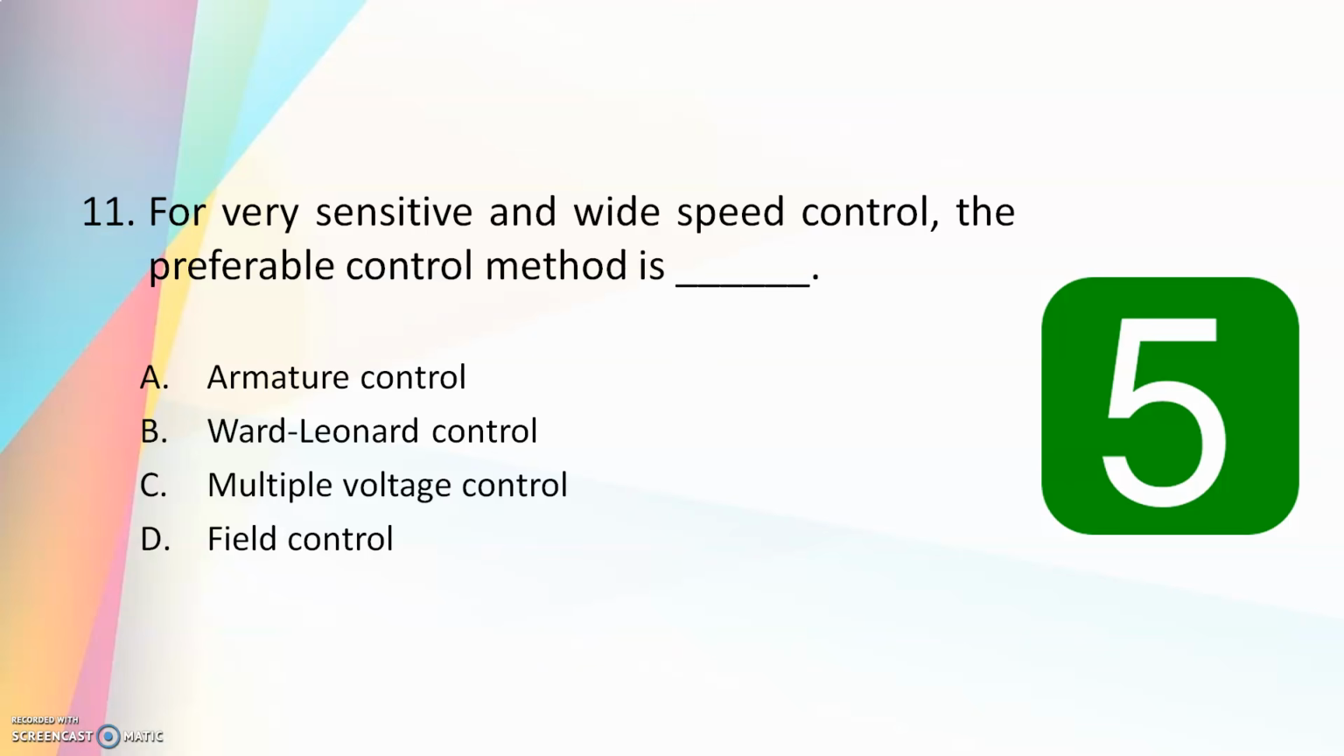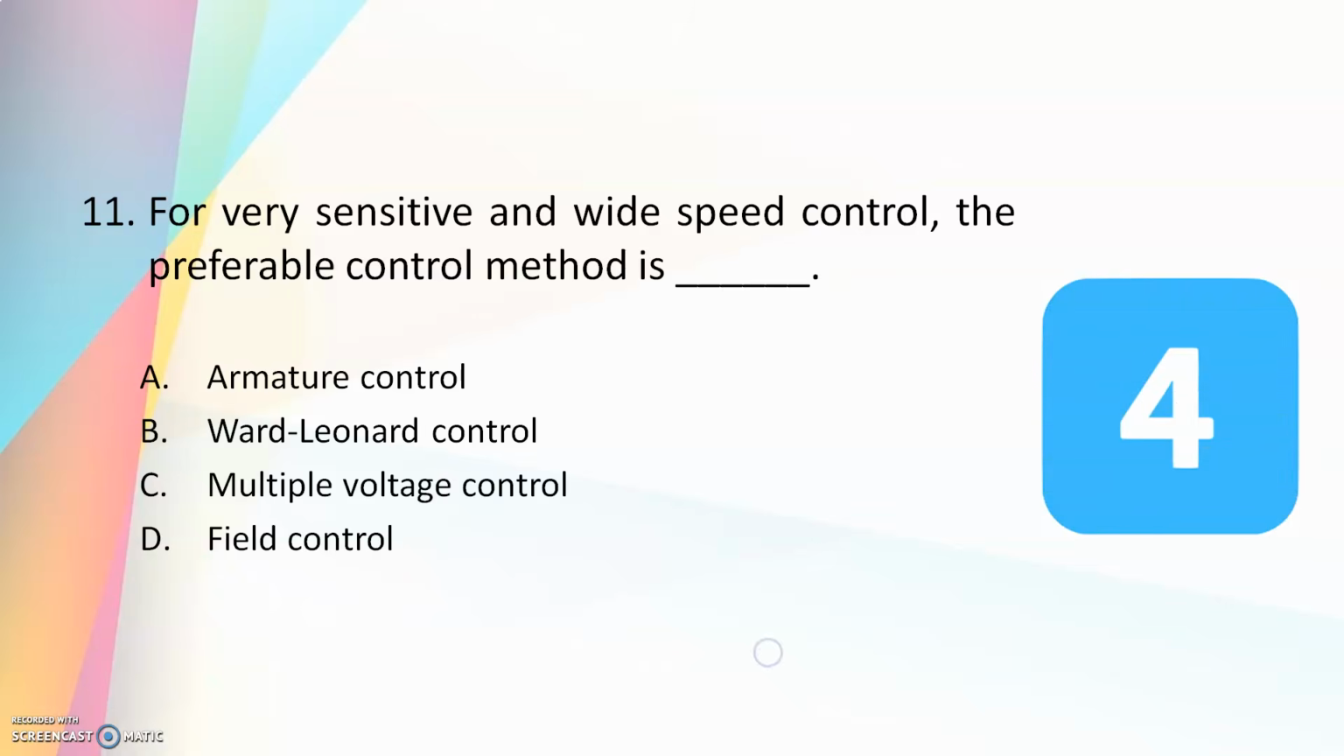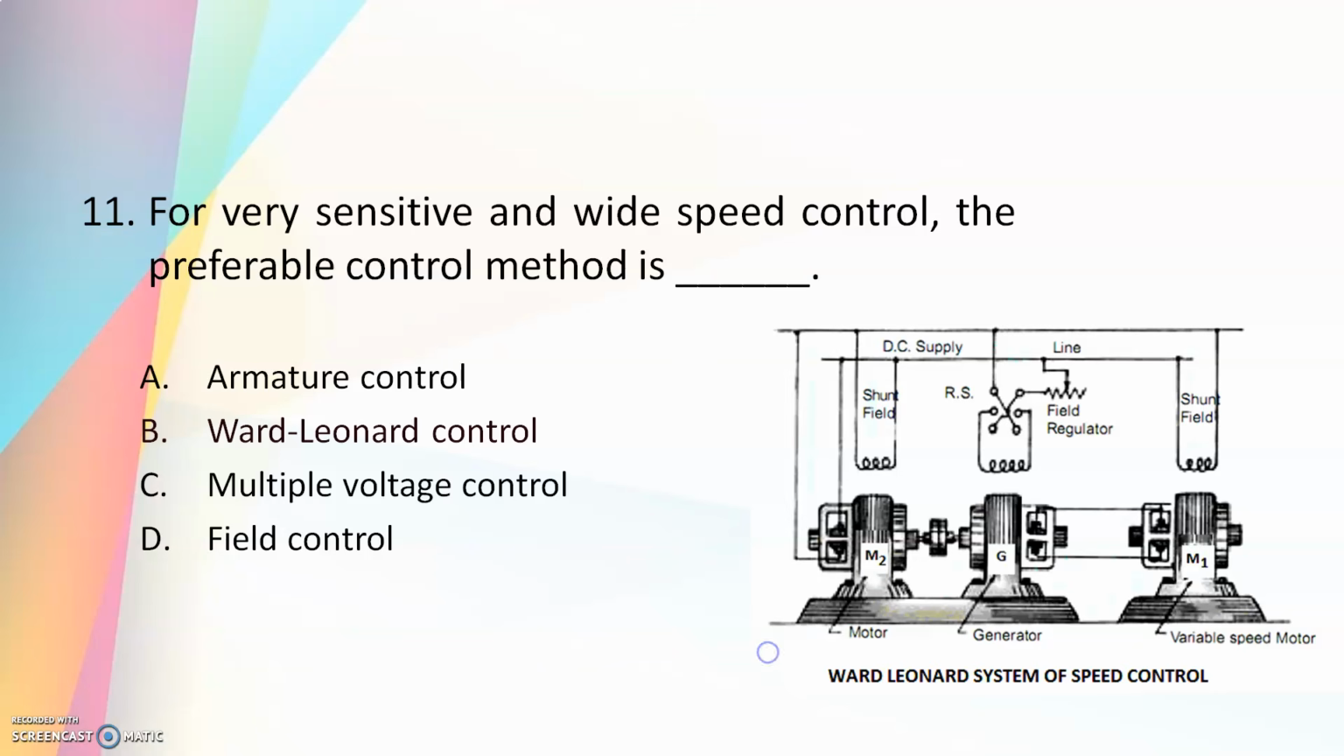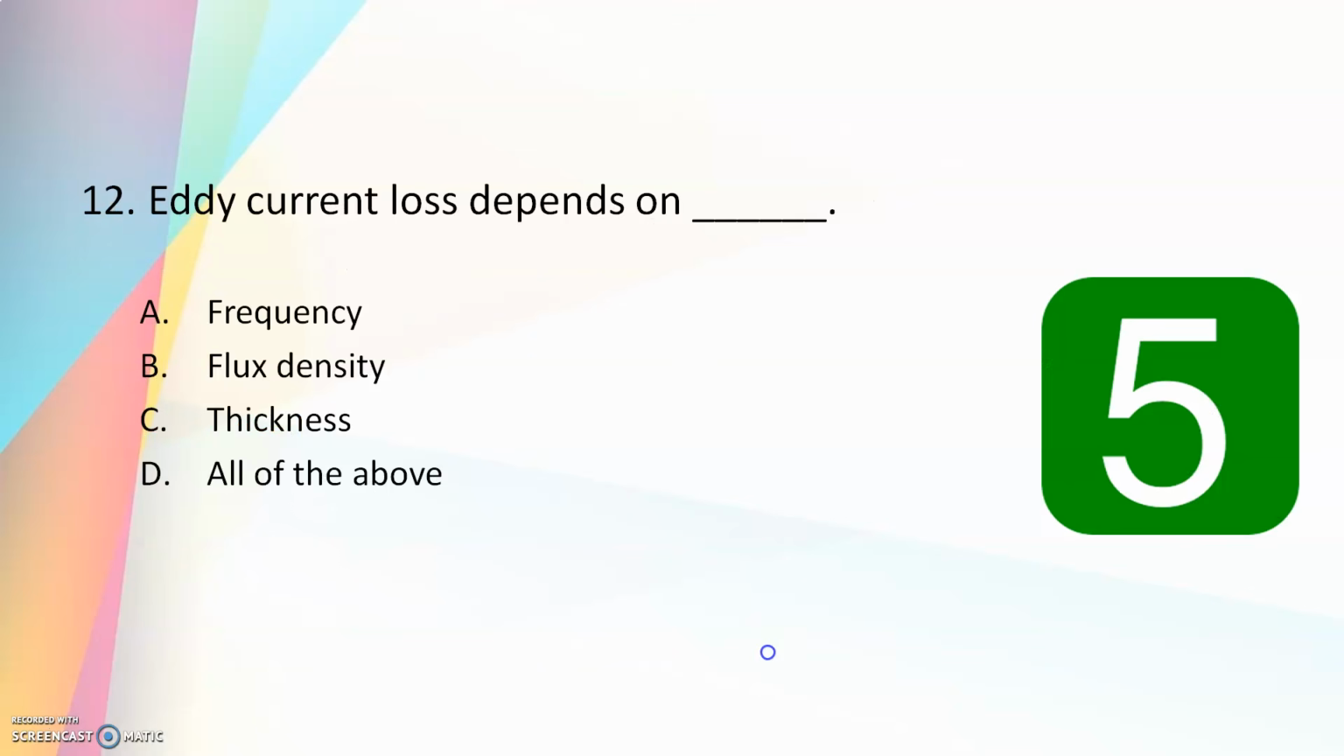For very sensitive and wide speed control, the preferable control method is armature control, Ward-Leonard control, multiple voltage control, or field control. And the answer is again Ward-Leonard control. This control gives very fine speed control over the whole range from 0 to normal speed in both directions. And the motor generator set can provide speed both below and above the rated speed and in both directions. Therefore, this is the preferred method.